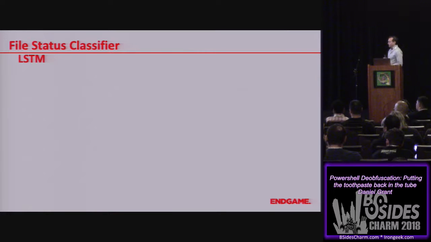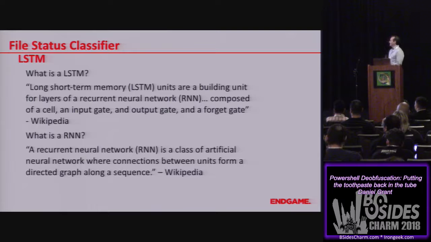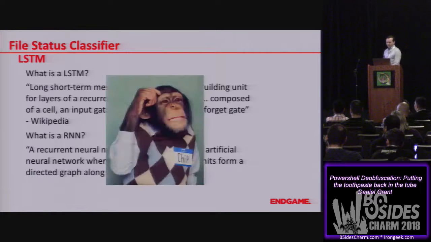What we're actually going to be using, though, is a special type of network called an LSTM. So you're asking, what is an LSTM? And with all definitions, we go to Wikipedia. Long short-term memory units are a building unit for layers of recurrent neural network composed of a cell, an input gate, an output gate, and a forget gate. All right, that's not very helpful. Maybe it's because we don't know what an RNN is. A recurrent neural network is a class of artificial neural networks where connections between units form a directed graph along a sequence. Okay, Wikipedia has failed us.